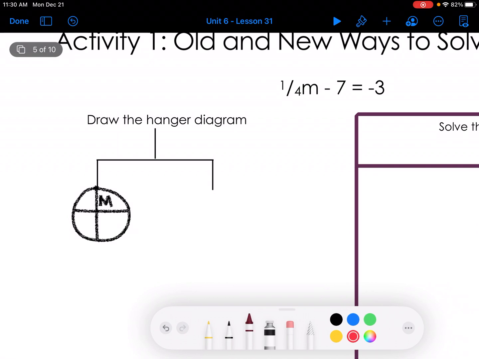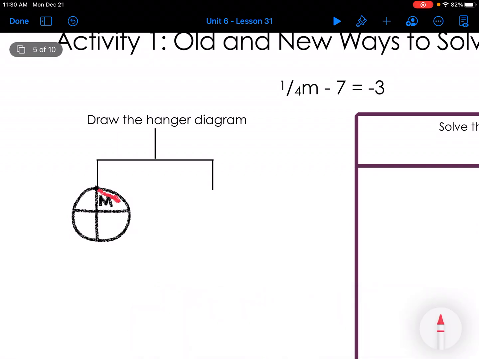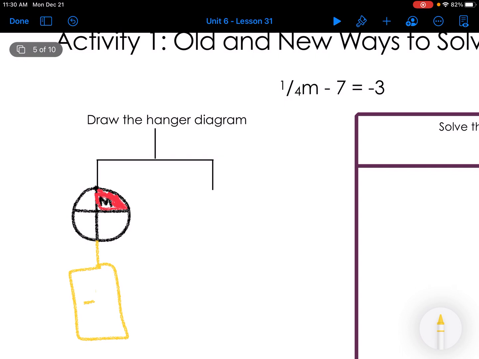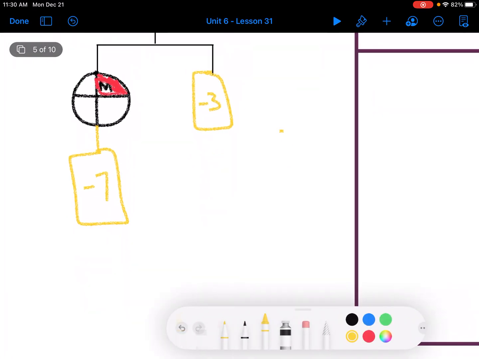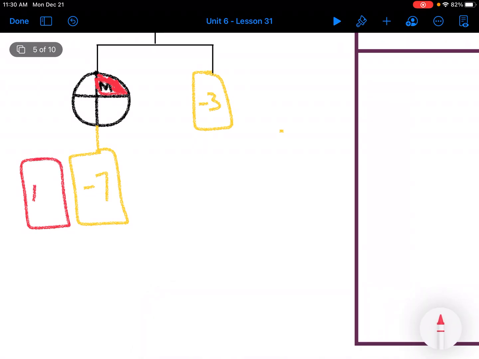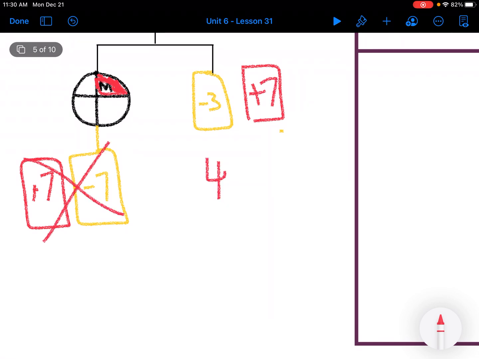And that's positive. And then I have a minus 7, so that's a negative 7. This one's a little bit different. Oh, and then I got a negative 3 on this side. All right, so I got to zero out first. So I'm going to be left with positive 4 on this side, right?